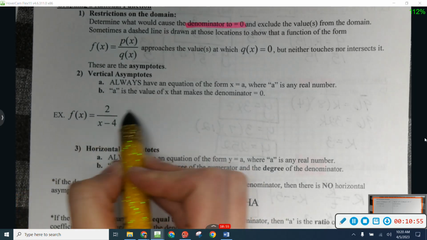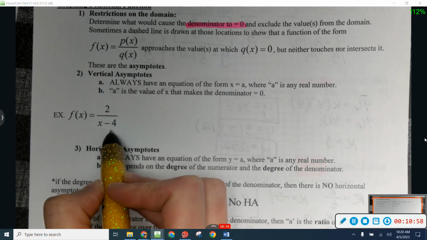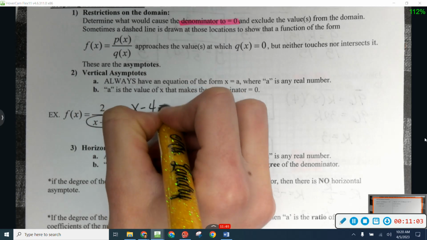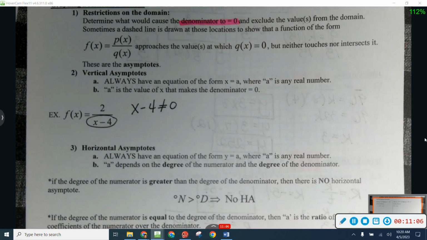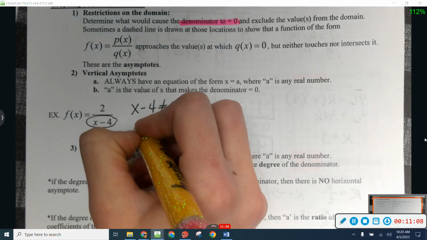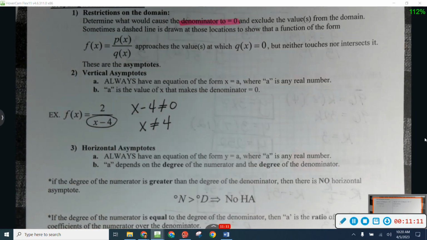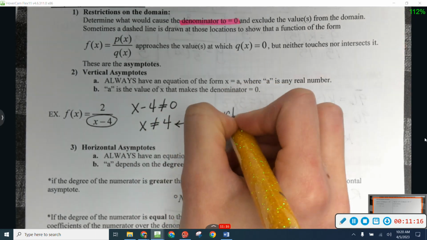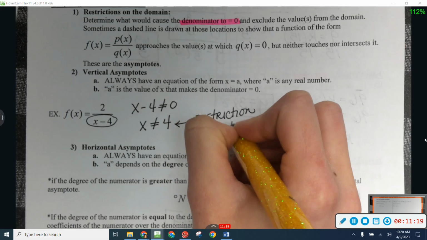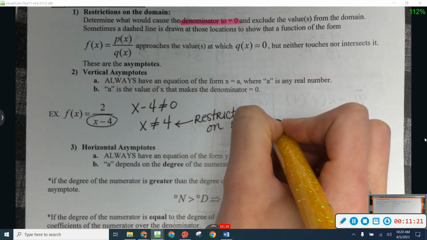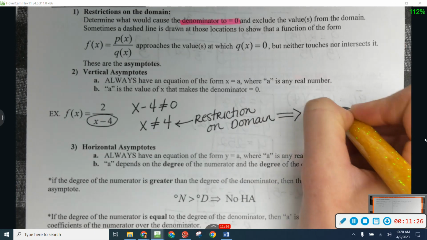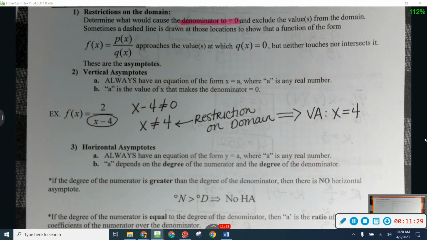So if I have f of x equals 2 over x minus 4, okay, we're going to set that denominator, x minus 4, and we're going to say it cannot equal 0. We're going to solve for that x, though. So I would add my 4, x cannot equal 4. So that is my restriction on my domain. Which leads me to my vertical asymptote being x equals 4. If x cannot equal 4, there's my asymptote.